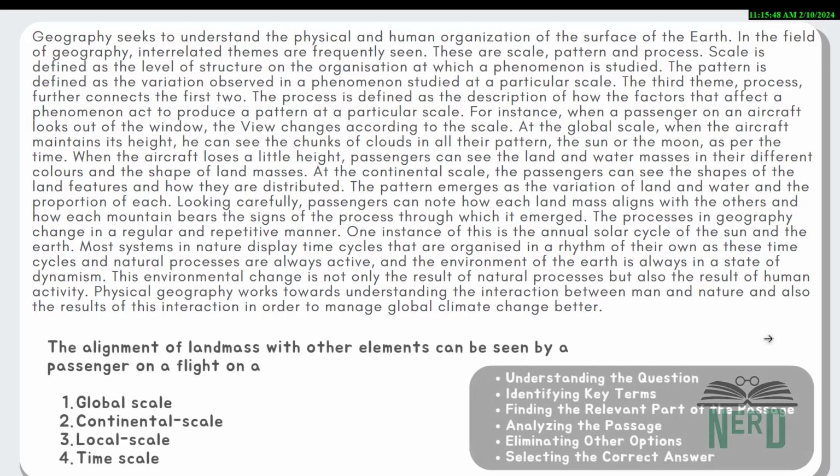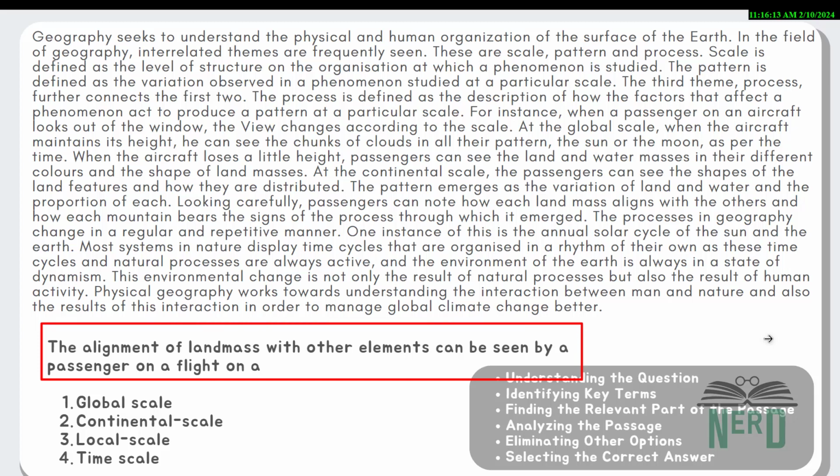Our first step is to understand the question. The question focuses on what a passenger can see regarding the alignment of the landmass with other elements during a flight. Let me repeat the question. The alignment of landmass with other elements can be seen by a passenger on a flight on a, right, global scale, continental scale, local scale, or time scale, right?